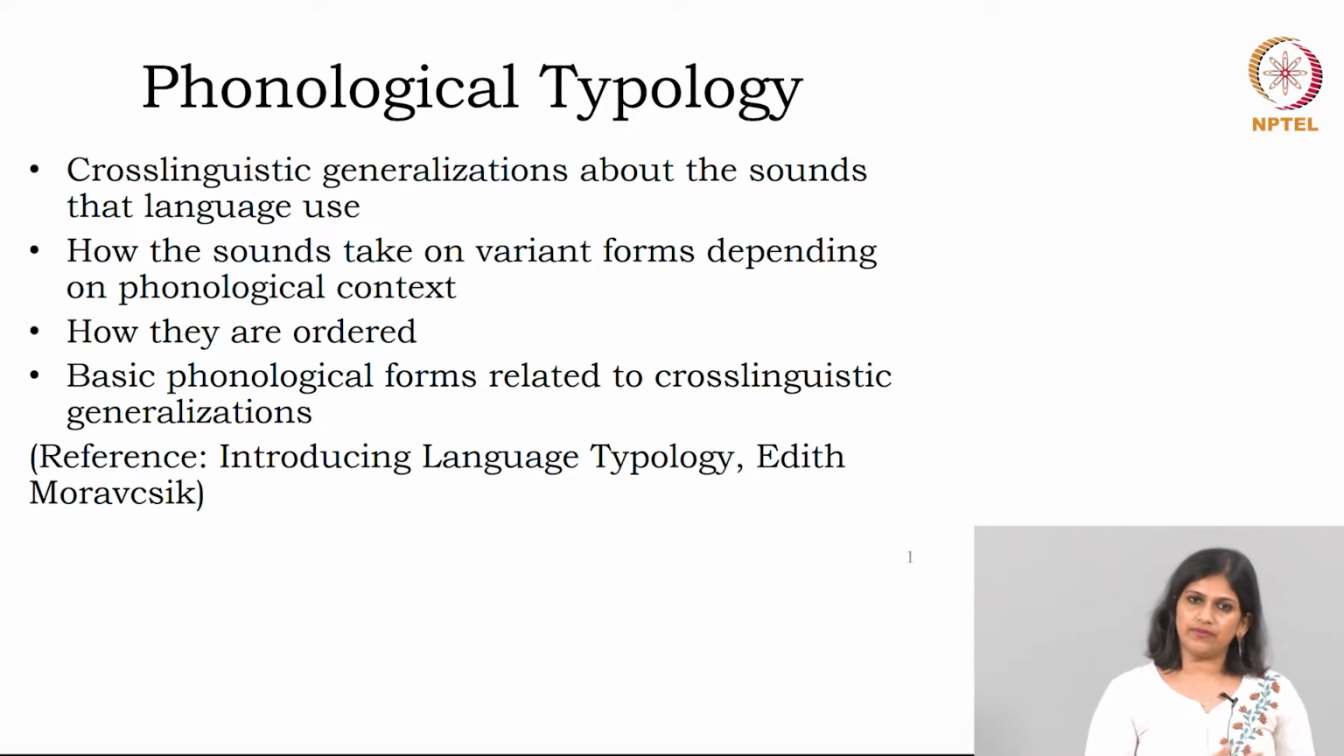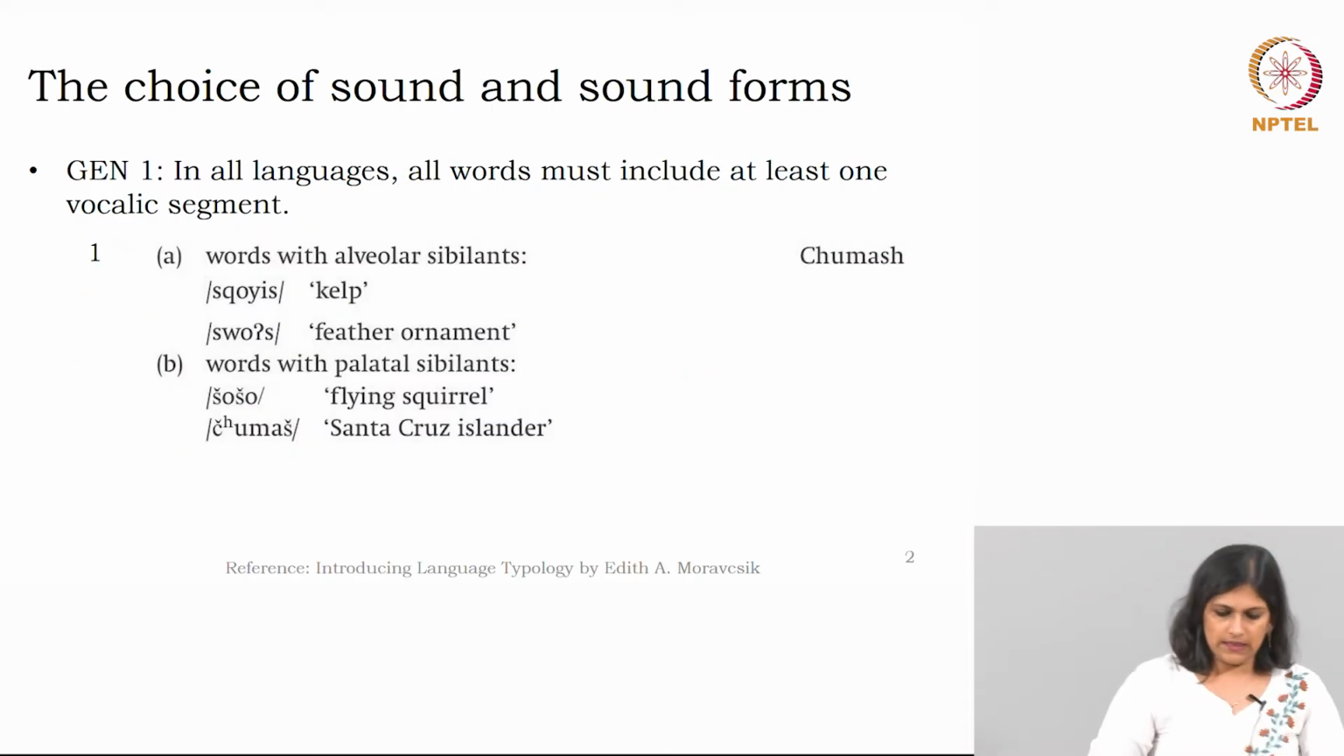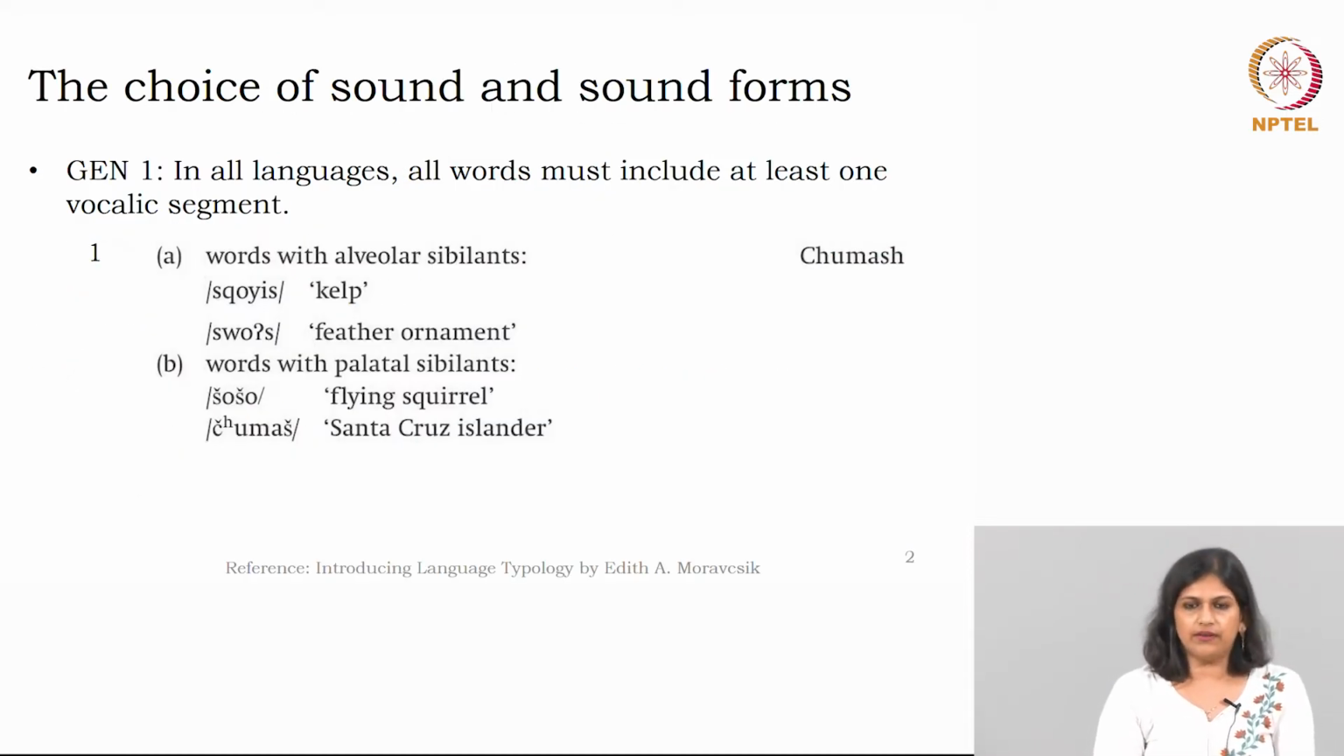The flow of the discussion is going to be the same as it was in morphology. We will start with the choice of phonological units, then move to the forms of phonological units, and finally go to the order of phonological units. That is how we have been proceeding so far: choice, form, and then order. And finally, we will talk about the basic things related to cross-linguistic generalizations. As I did for the previous unit, I will discuss the typological generalizations that languages might have.